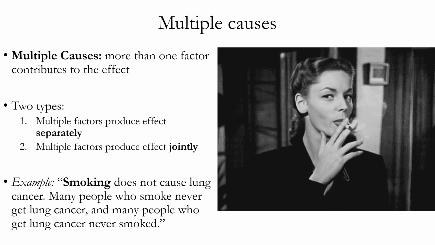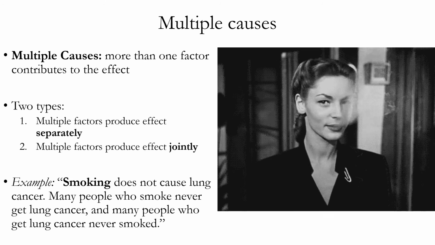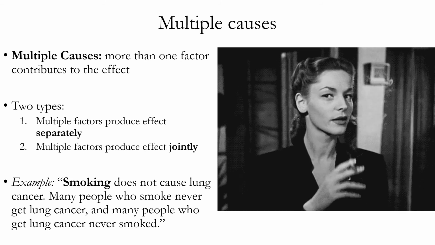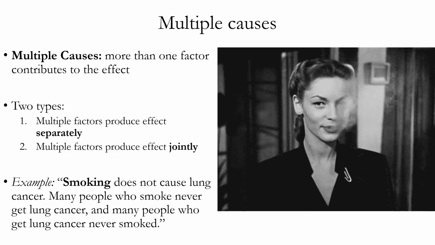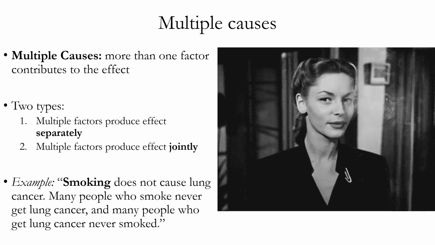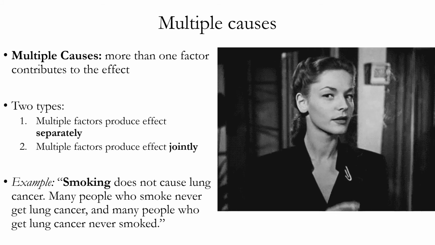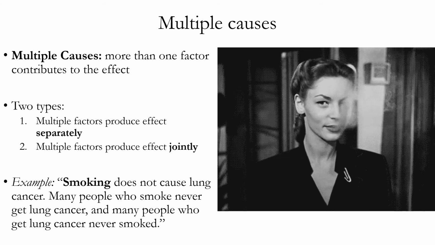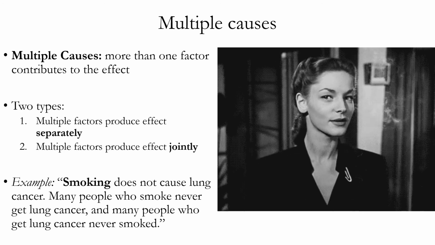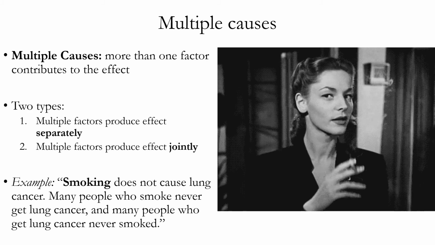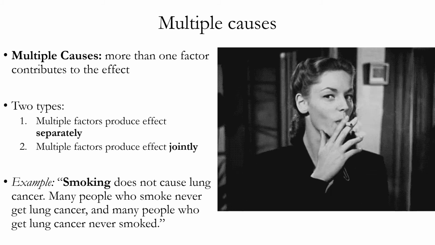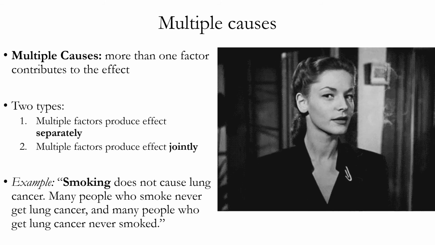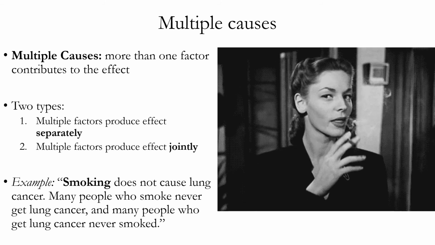However, this is overlooking several types of causal complexity. One is that lung cancer can be caused not just by smoking alone, but smoking in conjunction with other factors. Just because not everyone who smokes gets lung cancer, this does not mean that smoking does not cause lung cancer. Smoking causes lung cancer because it increases the probability that you will get lung cancer, even if it doesn't guarantee it. In order to get lung cancer from smoking, you also have to have other factors present.